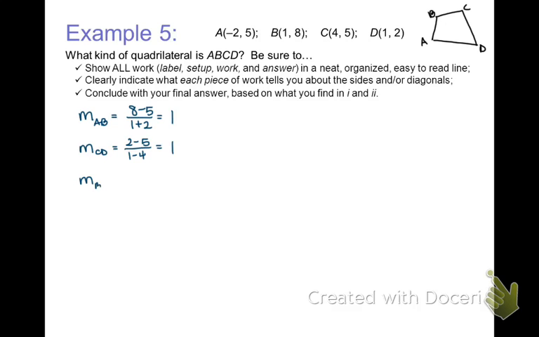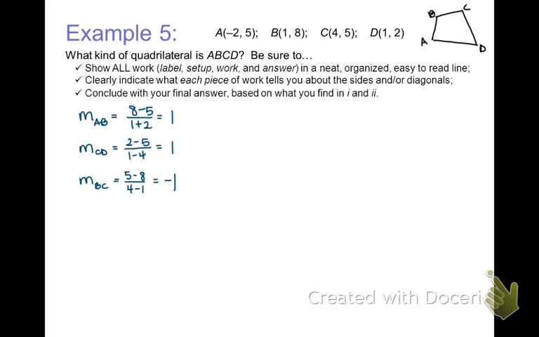So the slope of BC equals, and if you look, you've got 5 minus 8 over 4 minus 1. Okay, so 5 minus 8 is negative 3. 4 minus 1, positive 3. So what's negative 3 over positive 3 simplified to? Negative 1.